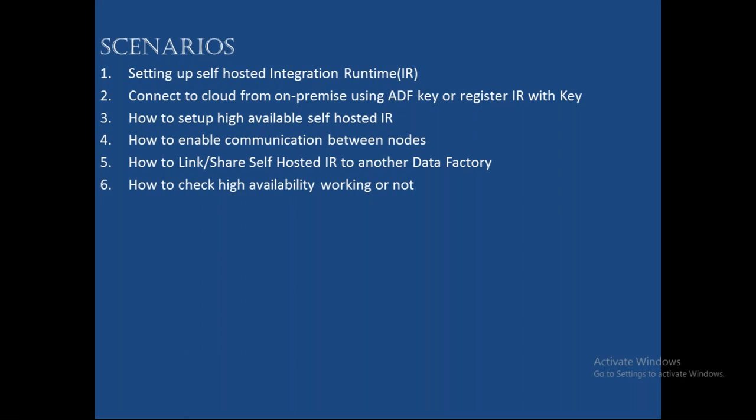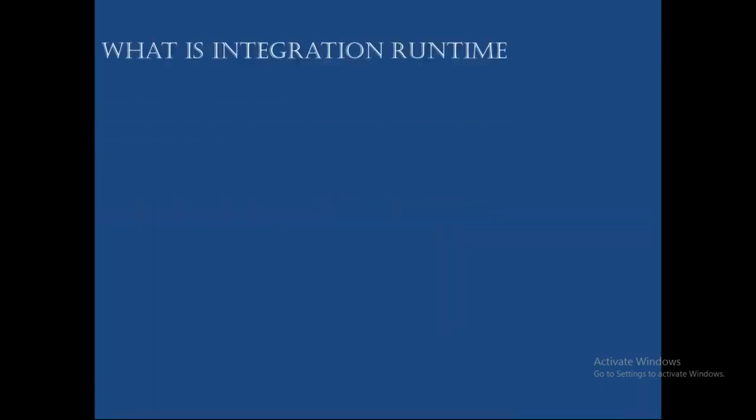Then how to copy data from file system to the data lake storage Gen2. So what we are going to do by setting up all these things is, finally we will try to copy data from on-premise file system to the data lake storage Gen2. So these are the scenarios we will cover.